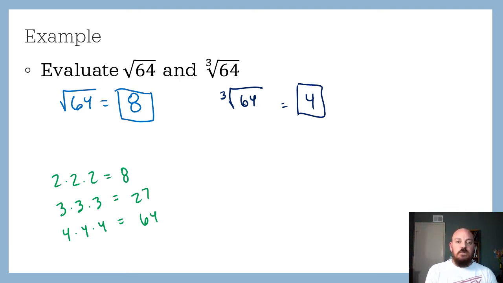So this is what you're doing. It's very similar to when we were doing square roots, but you're asking yourself, instead of what number times itself twice equals the number, we're asking what number times itself 3 times equals the number. And I picked 64 on purpose because I knew it would work out perfectly for both of these. Most numbers don't. But 64 is 8 times 8, so it's a perfect square. And 64 is also 4 times 4 times 4, which is what we call a perfect cube.